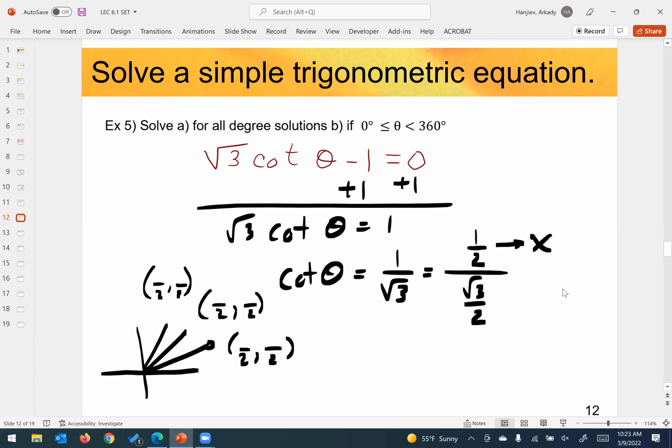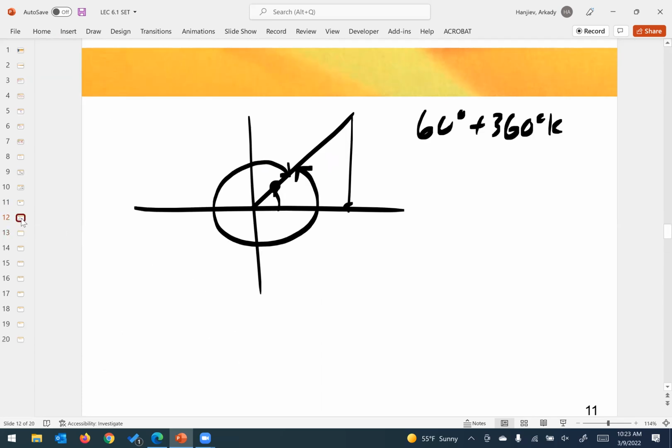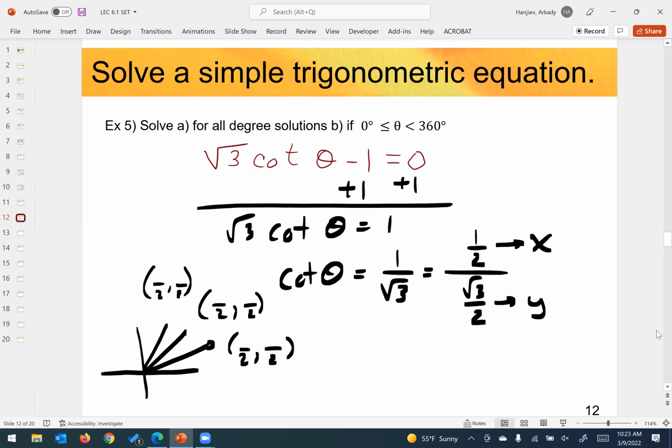X is good. But how can you just put this as Y? Because if you're getting rid of it, if you split it by 1/2 over root 3 over 2, you get 1 over root 3. Yeah. Okay, that's cool too. Awesome.